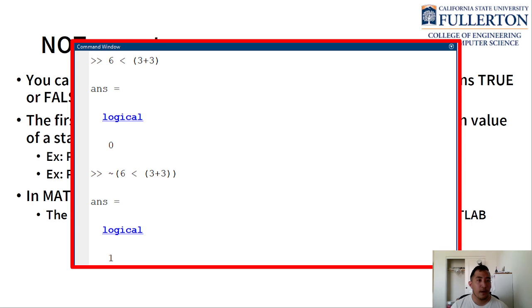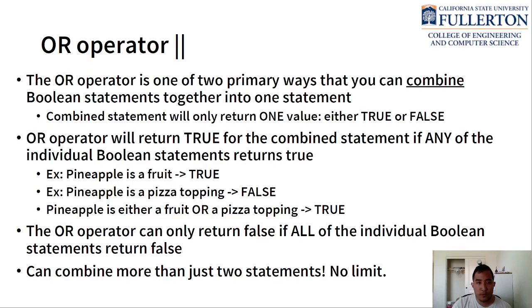We have one statement up there that says 6 is less than 3 plus 3, and that is false. 6 is equal to 3 plus 3, so the less than operator will return false. But if we put the tilde in front, inside these parentheses we have 6 less than 3 plus 3, which is false, but if we add the tilde here, that's what makes it equal to true. If you need to reverse a Boolean statement, or if you see this tilde here, just know that it reverses the value.